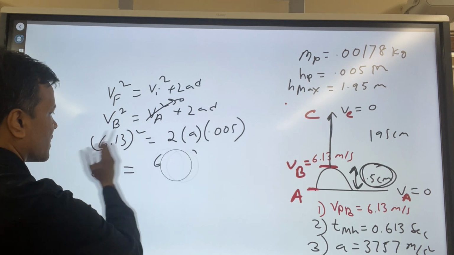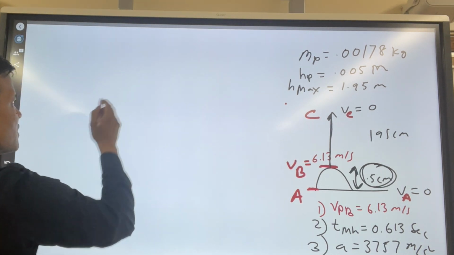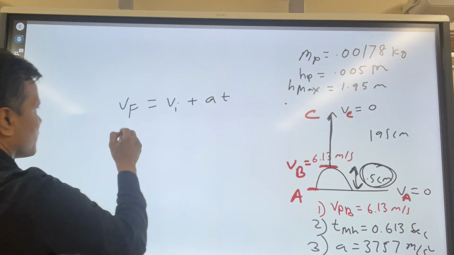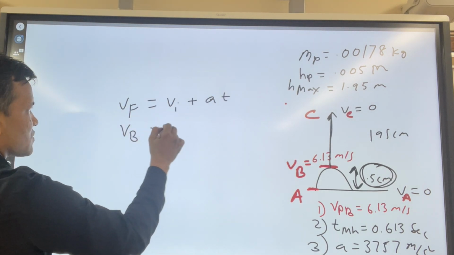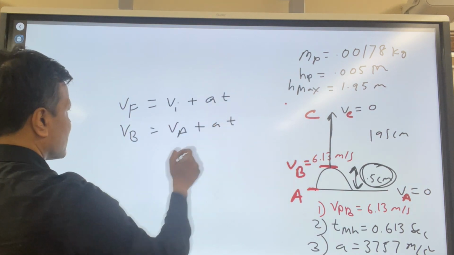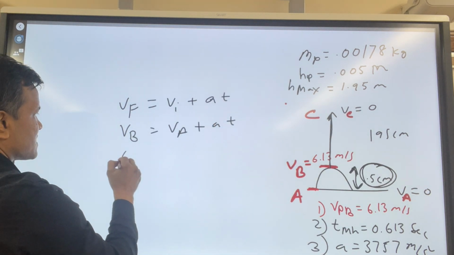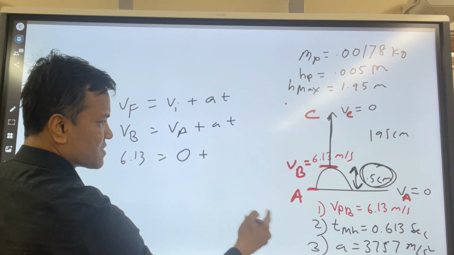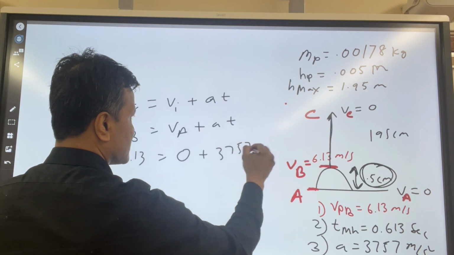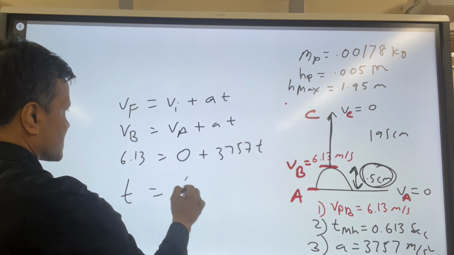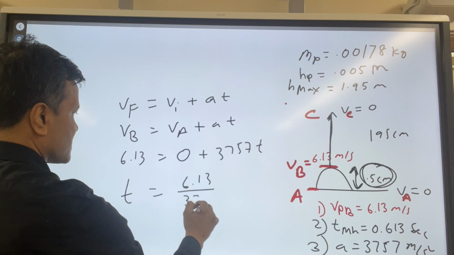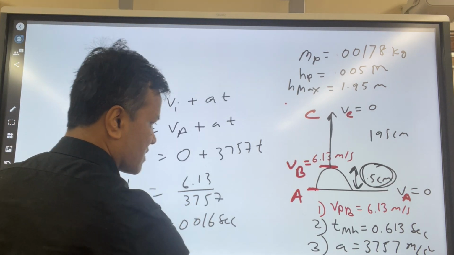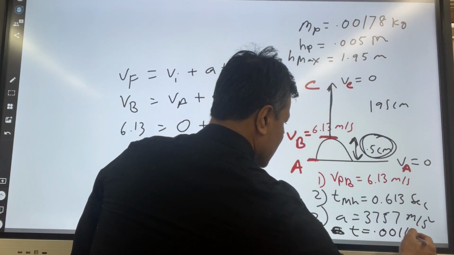Now we want to find the time it accelerates. So Vf is equal to Vi plus at, right? So Vb is equal to Va plus at, right? So Vb is, of course, 6.13, is equal to Va is 0 plus acceleration, which is how much? 3757 t, right? So it accelerates for 6.13 divided by 3757, 0.0016 second. So we're going to update our list, 0.0016 second.